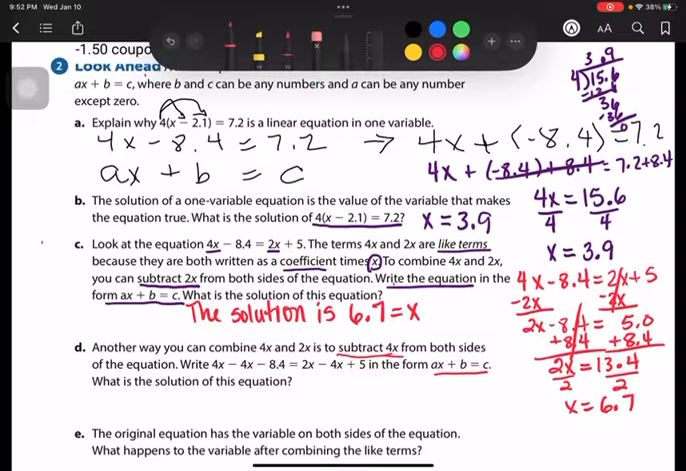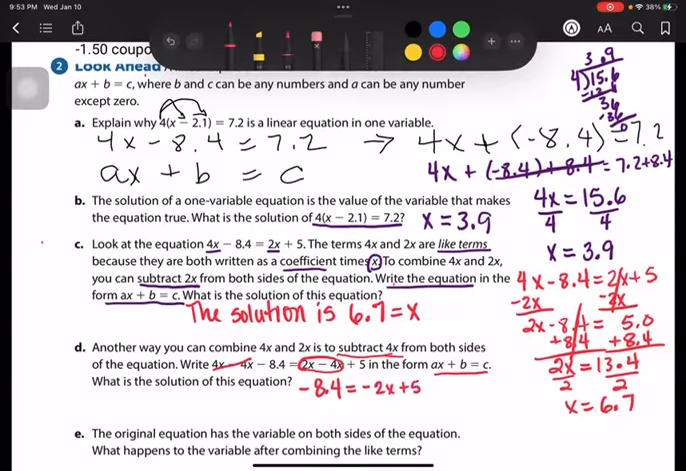So we take the same equation and subtract those from both sides. Let me cancel this out first. When they subtracted 4x from both sides, this part of the equation, you have to write it using integers. So that left you with a negative 8.4 equals a negative 2x plus 5.